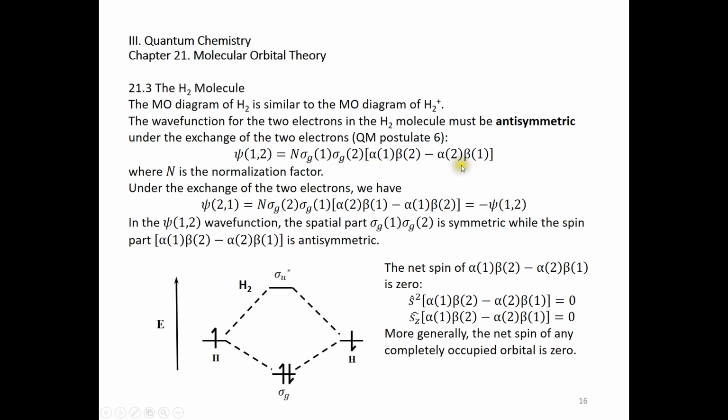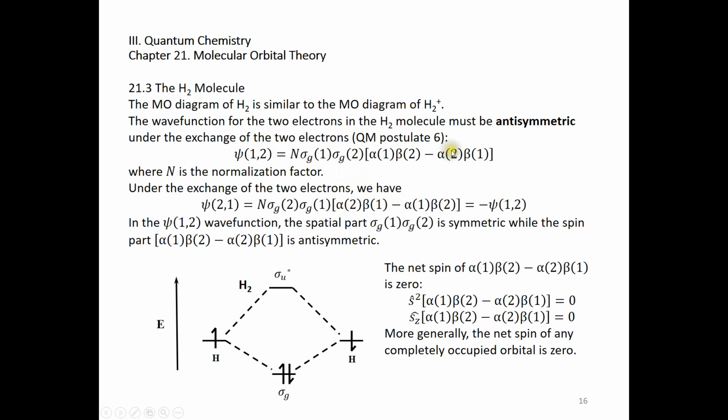However, if you look at the spin part over here, alpha 1 beta 2 minus alpha 2 beta 1, the sign of this will change if I swap electrons 1 and 2. Again, under the exchange of the 2 electrons, we get psi of electron 2 and electron 1. Now we have sigma g2 times sigma g1, and then alpha 2 beta 1 minus alpha 1 beta 2. I just replaced every single 1 with 2, every single 2 with 1.